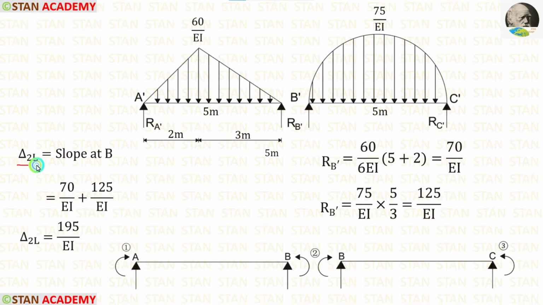Now let us calculate delta 2L. For that we have to calculate RB dash.